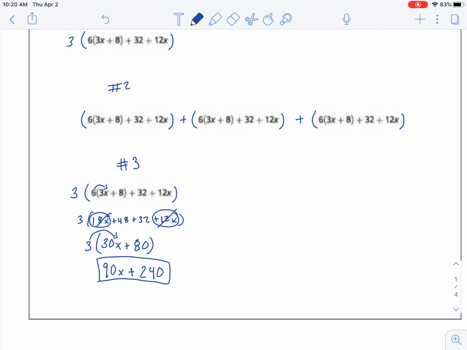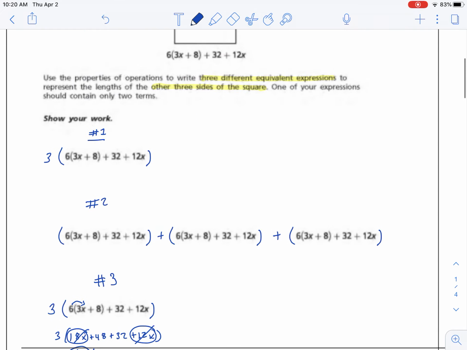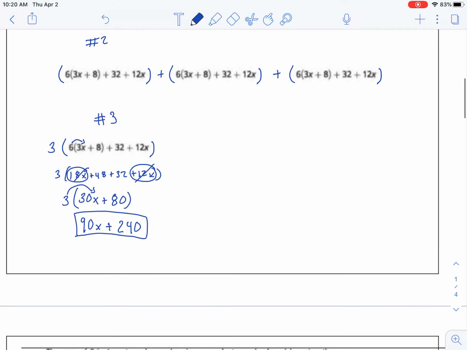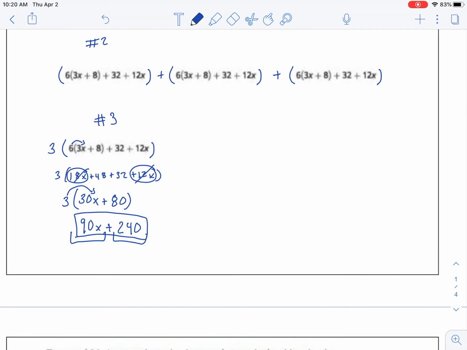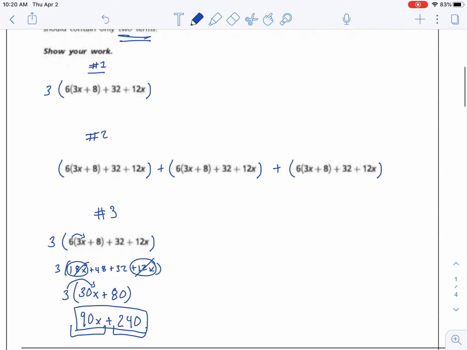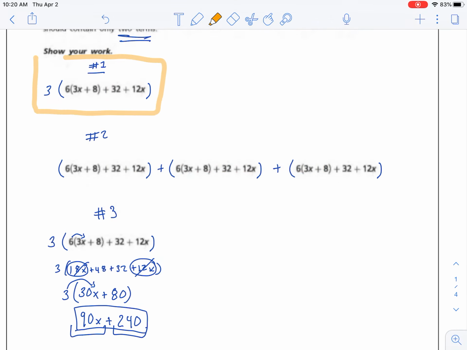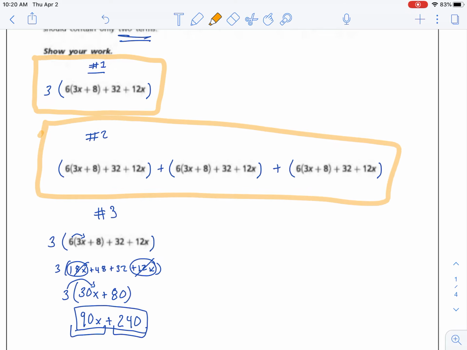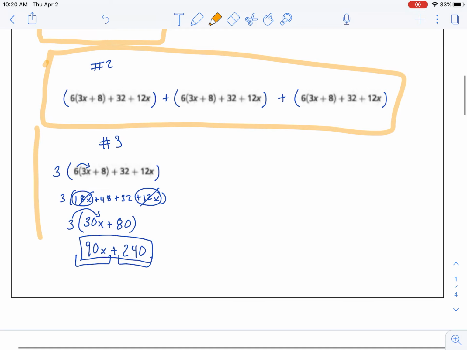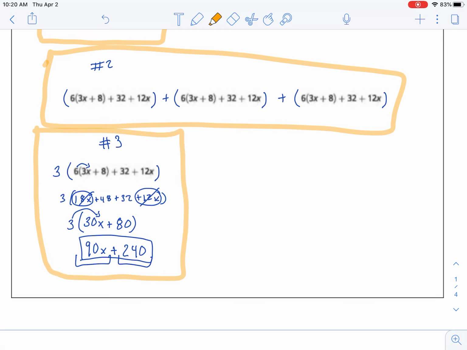It also matches the request initially asked, which said one of your expressions should only contain two terms. This only contains two terms, term 1 and term 2. I'm going to highlight this real quick. This was the first way. This was the second way. And this was the third way.